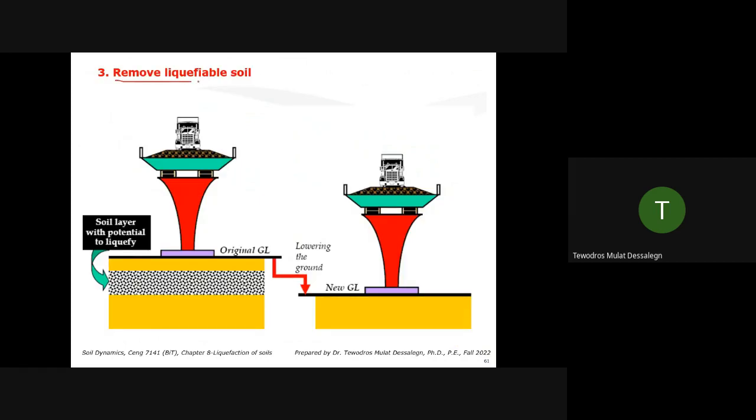Remove the liquefiable layer. In normal construction, what do you do? You remove the soft deposit at the top, right? The peat and things like that. In the same way, if there is a liquefiable layer at shallow depth, and it makes sense economically, then remove this entire thing and do your construction at this level.